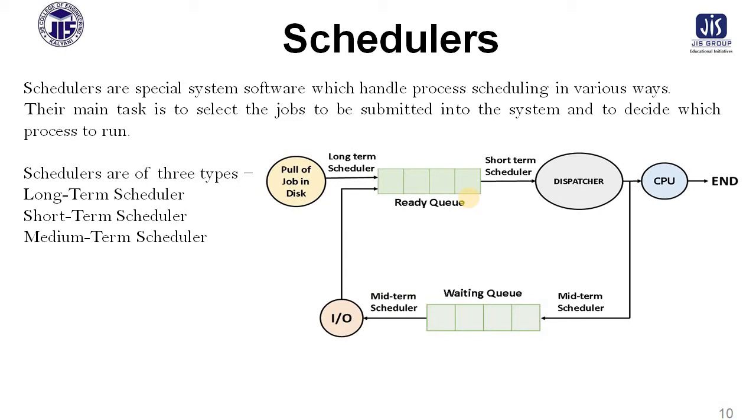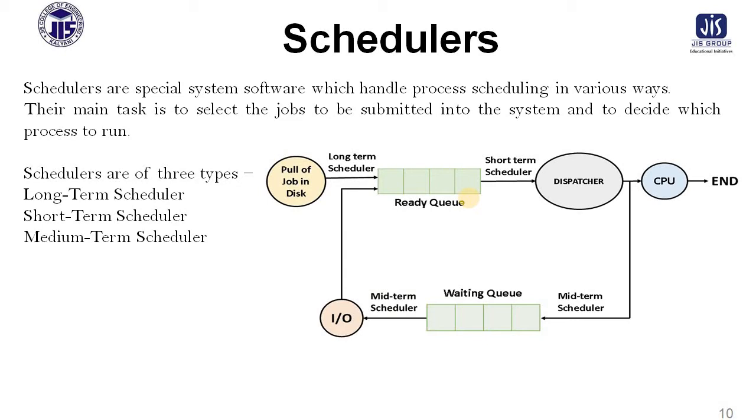Now from the ready queue, for the CPU, there is another program that is called the short-term scheduler. The short-term scheduler finds the processes from the ready queue. It will select a process from the ready queue and hand it over to the dispatcher. And from the dispatcher, it will go to the central processing unit, that is the CPU.